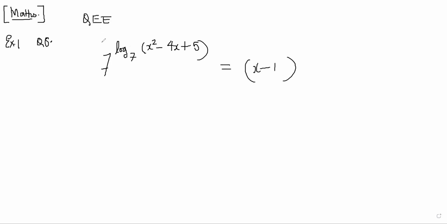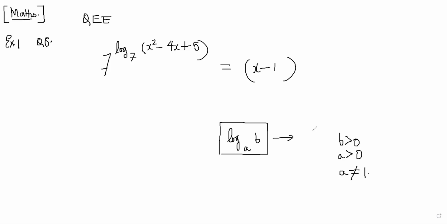So the first thing to notice here is when you do logs, log base a of b, whenever you have this, you need to understand that b must be positive and a must be positive. Also, a should not be 1. These are the definitions for log. You cannot define a log where b is negative, or a is negative or 0, or b is 0. These are not defined, and a cannot be 1 also.